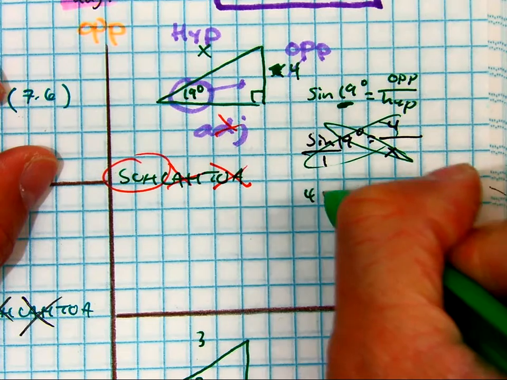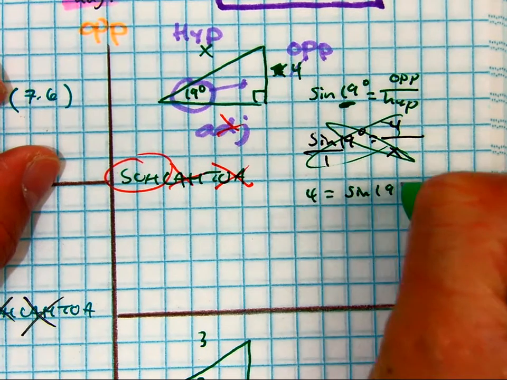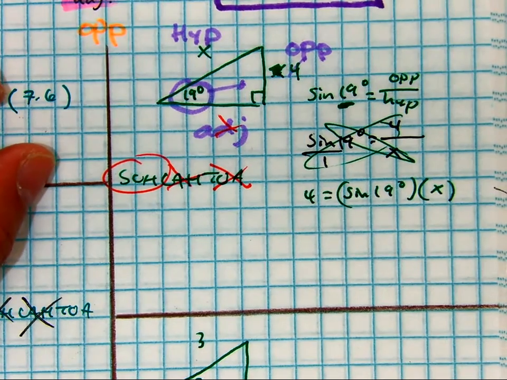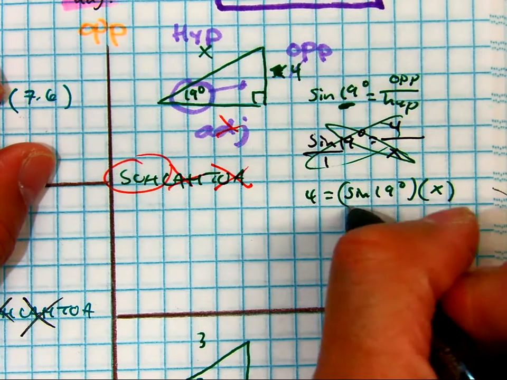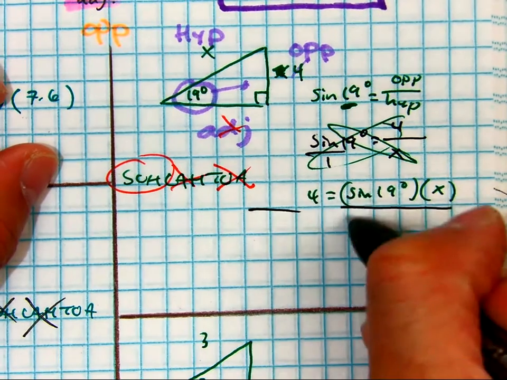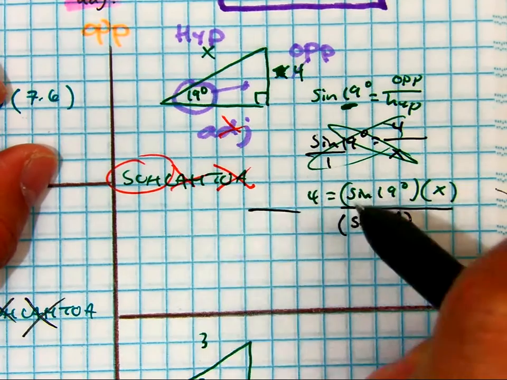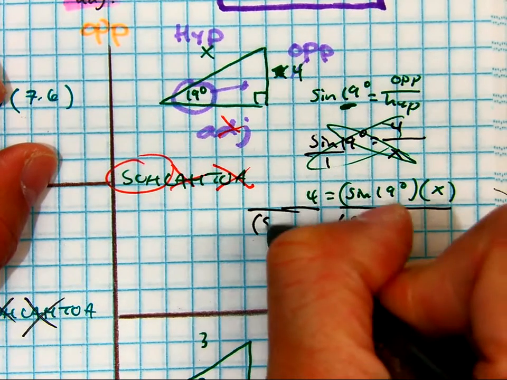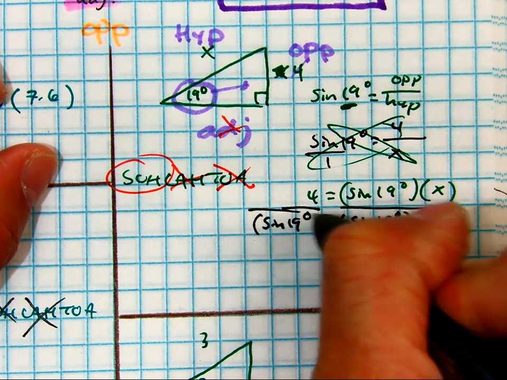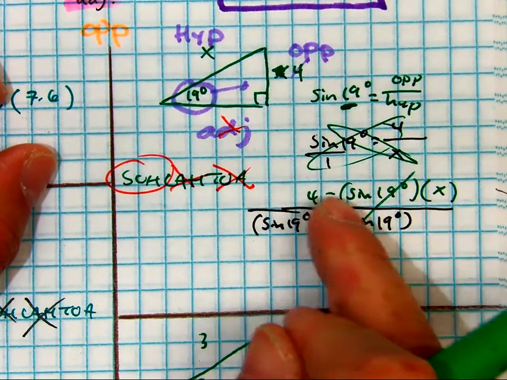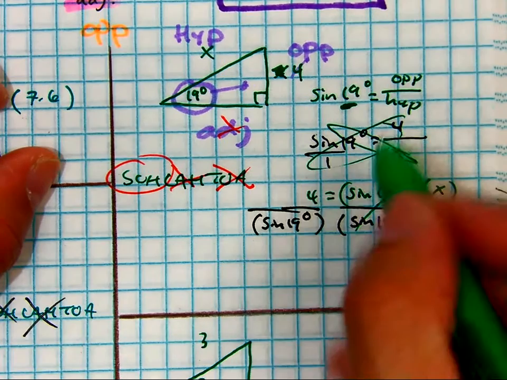I get 4 equals sine of 19 degrees times x. To solve for x, I'm going to divide both sides by sine of 19. And then here now I have my calculator ready equation: x is equal to 4 over sine of 19.